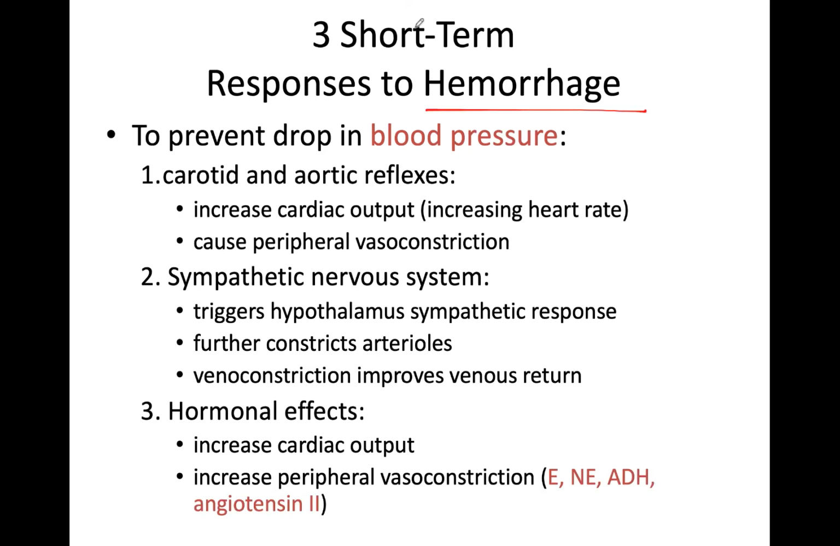So 3 responses to short-term hemorrhaging. So your body realizes, hey, we're losing blood, but we'd rather not have our blood pressure drop. So what are 3 ways that we can maintain blood pressure regardless of that small amount of blood that we've lost? Well, increase cardiac output by increasing heart rate. So we're going to increase the heart rate. On top of that, cause peripheral vasoconstriction. Periphery means arms and legs. Vasoconstriction means you're constricting the blood vessels there.